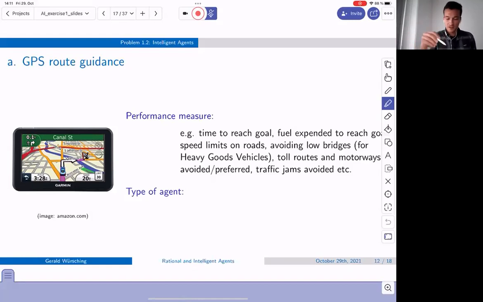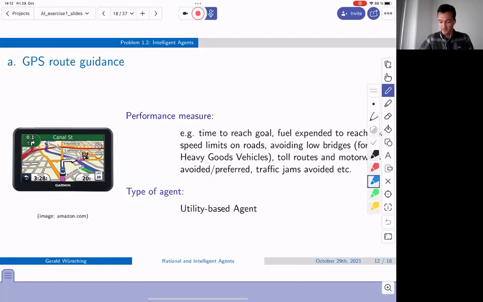So in this case, if you take a look at the performance measures, and if you take a look at modern GPS systems or something like Google Maps, we would actually need a utility-based agent. So why would we need a utility-based agent? As I said before, a utility-based agent extends a goal-based agent in that if we have multiple options to reach a goal, we would choose the one that maximizes some kind of utility. This utility would be given by the performance measures. And the important point is that you would have to find some kind of trade-off between all those performance measures that you gave here.